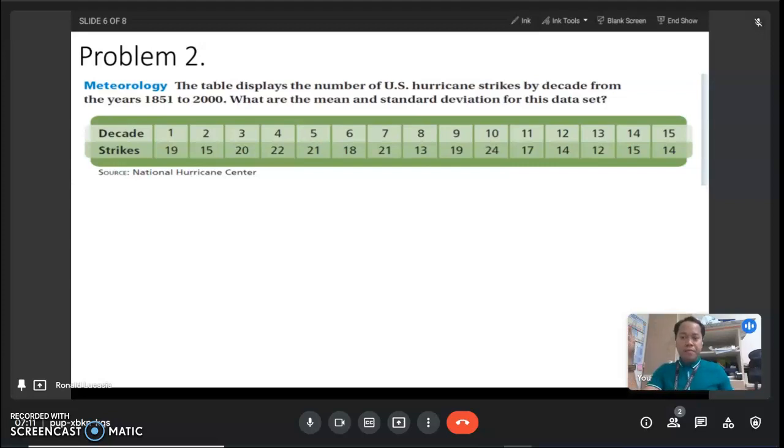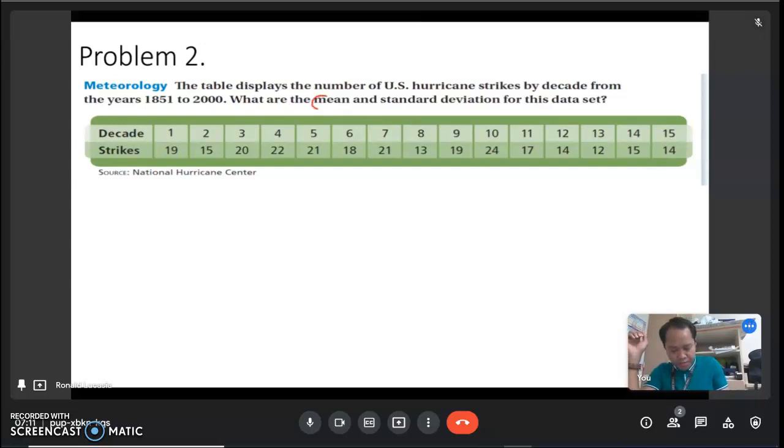Okay, let's have problem number 2. The table displays the number of U.S. hurricane strikes by decade from the year 1851 to 2000. What are the mean and the standard deviation for this data set? So we only need to get the mean and the standard deviation.